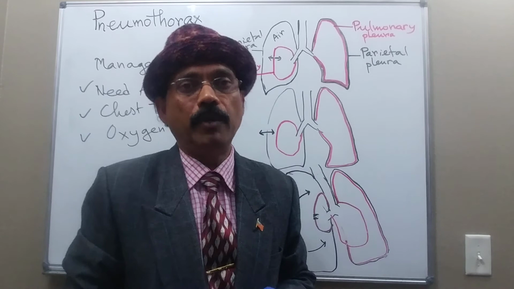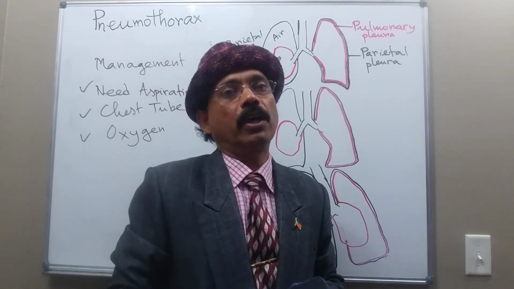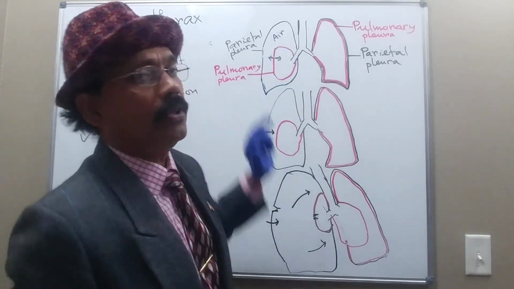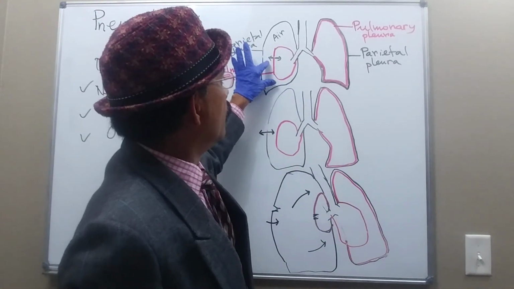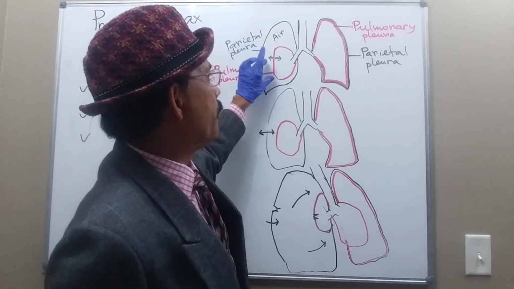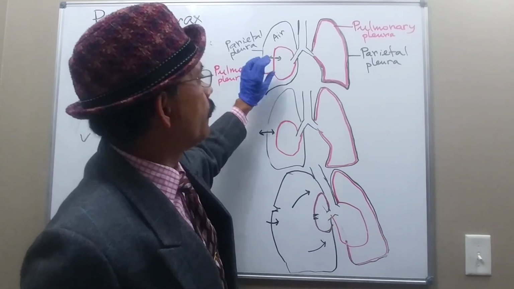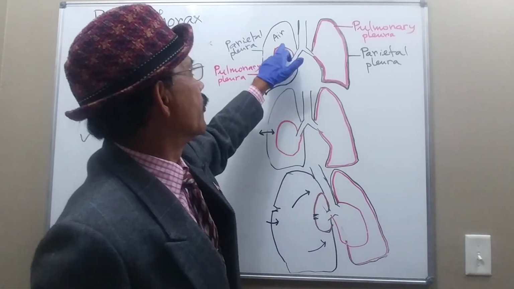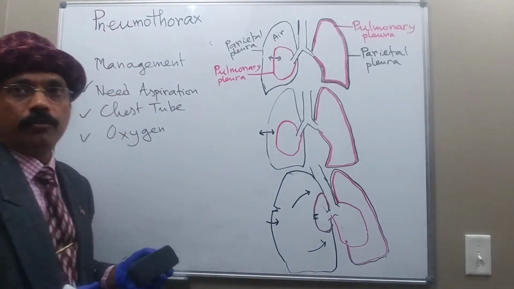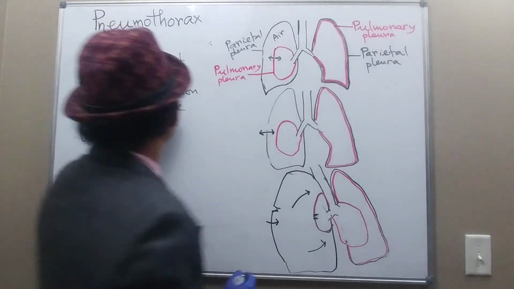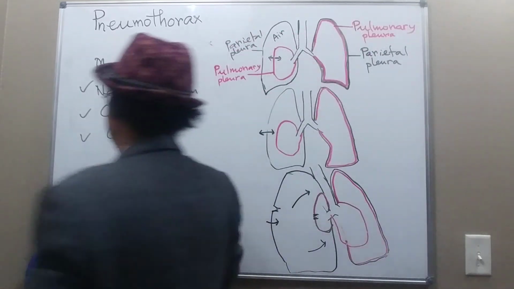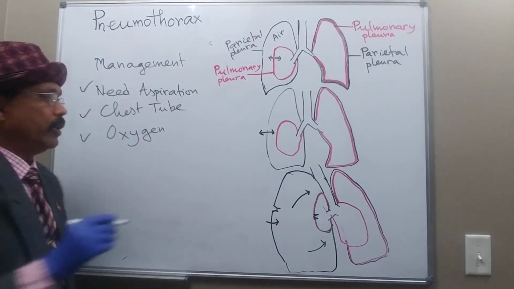It may take a few days, maybe a few weeks. Sometimes it may not come back and does not expand properly. There may be scarring on the surface, a collection of fluid or pus here, and there may be empyema thoracis. So in certain situations, when there is scar formation, the lung does not expand properly, and that may be a complication. So our management is needle aspiration, chest tube placement, oxygen, and consultation with the pulmonary surgeons.